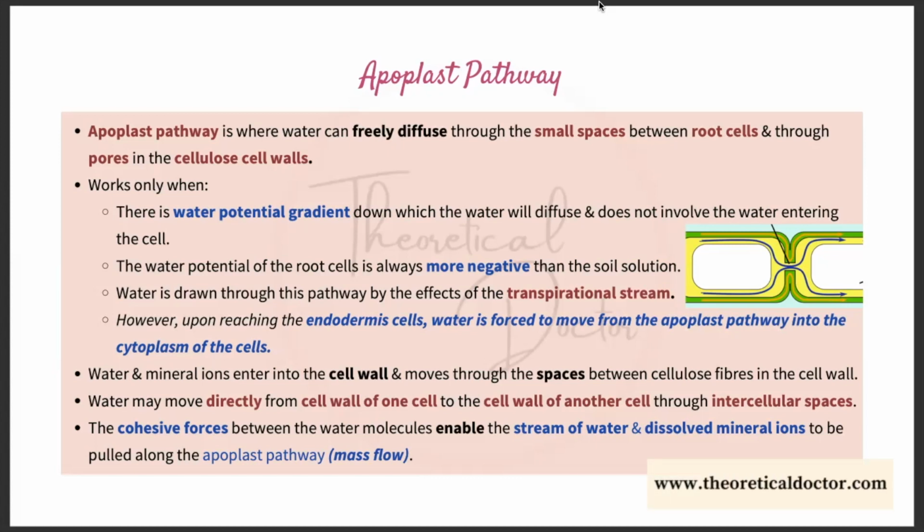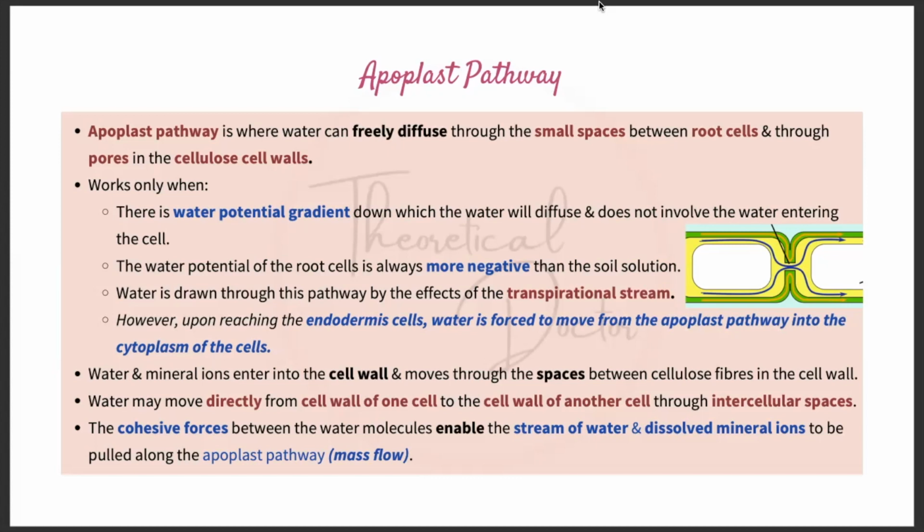Now, regarding the transpirational stream, I'll talk about it in the next video. However, upon reaching the endodermis cells, water is forced to move from the apoplast pathway into the cytoplasm of the cells. So why is this? It is because the movement of water is prevented by the waterproof suberin of the Casparian strip, which completely encircles each endodermis cell. In this way, water entering the xylem can be controlled, and once it enters the xylem, the water does not leak out easily.